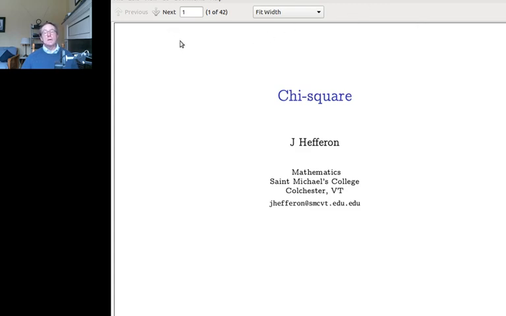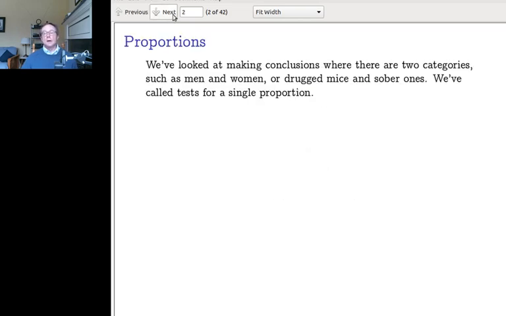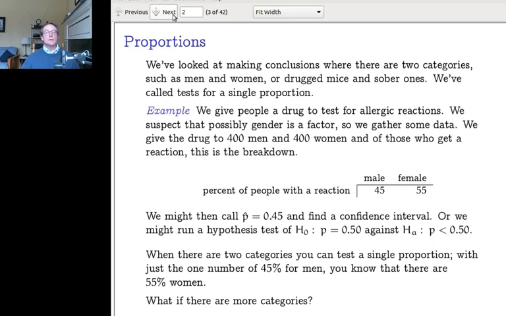This is section 7.1, and the book calls it chi squared. Chi is a Greek letter. So I want to put the setting in here. We often worked in the past, for example in section 6.2 and also some of the earlier sections, with proportions. So here's an example: you might have men and women, you might have treatment group and control group, and in those cases, we end up with two proportions.